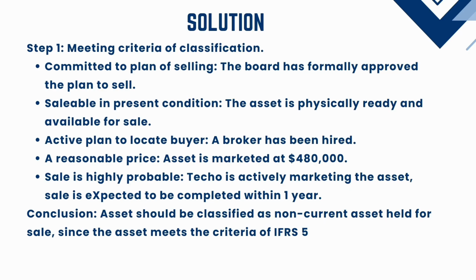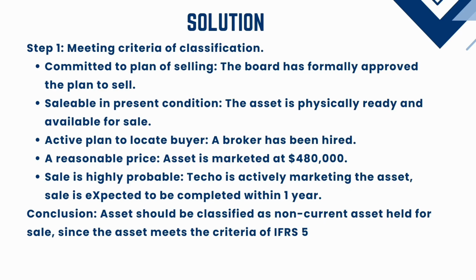But let's give an instance that currently in the market now, the value of the asset is $200,000, right? And now it's being marketed at $480,000. Then we can see that it is unreasonable, because why would you add a whole sum of $280,000 on top? That would be unreasonable. But now we can see that the price is quite reasonable.